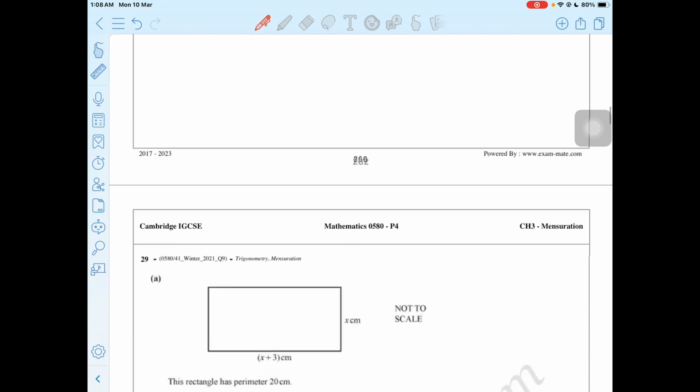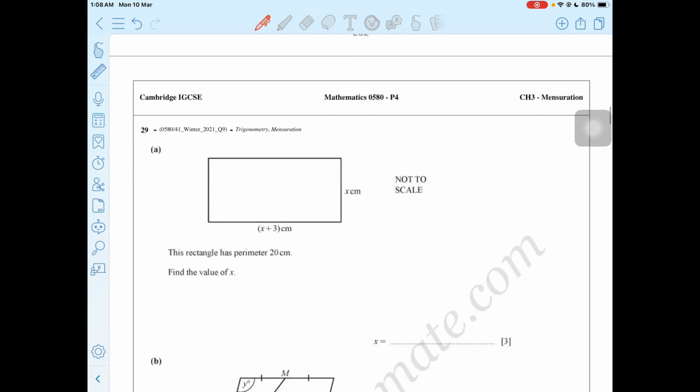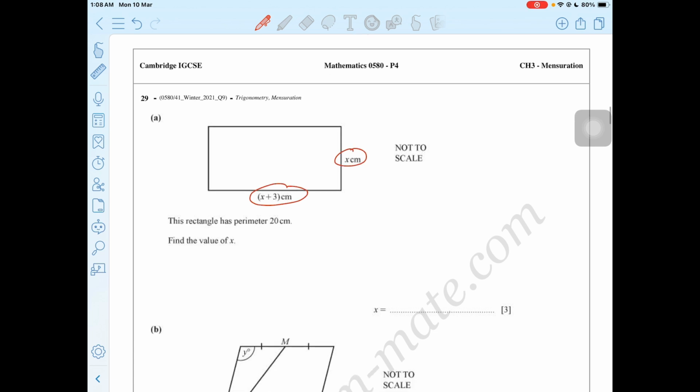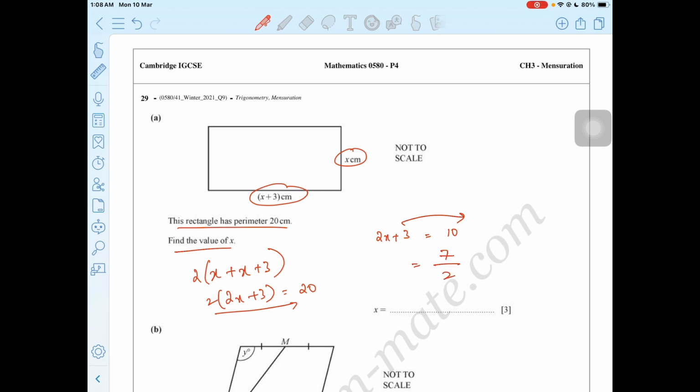So this would be 167, right? Moving on to question number 29, we have x and then x plus 3. The rectangle has a perimeter of 20. Find the value of x. So this would be 2 multiplied by x plus 3. So this would be 2x plus 3 and then multiplied by 2 to get our answer as 20. This 2 would be divided, and then 10 minus 3 would be 7, and then 7 upon 2. So this would be 2x plus 3 equals 10. This 3 will go over there, so this would be 7 and then upon 2 of this 2x. So this would be x equals 7 over 2. So this would be 3.5.